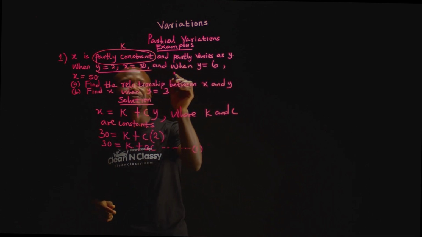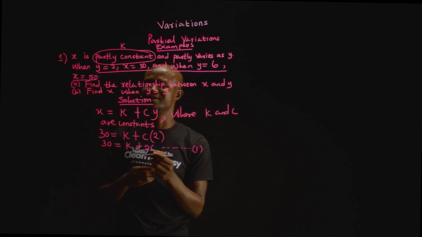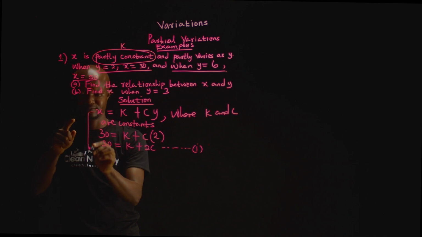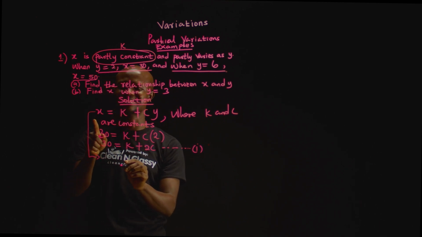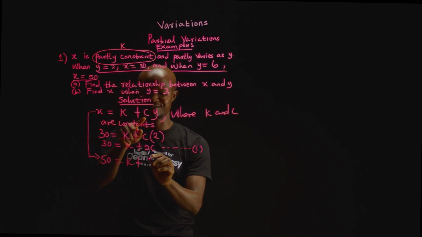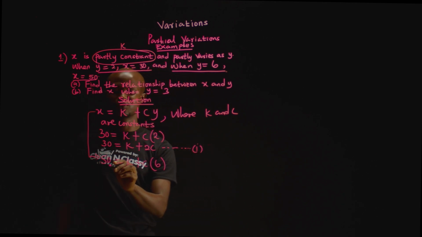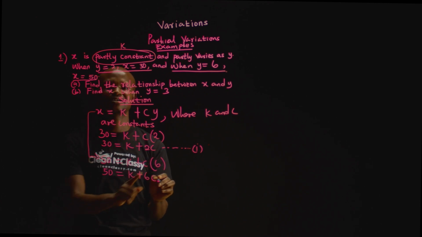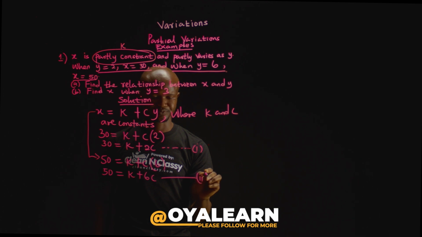Now for the second statement, when y equals 6, x is 50. So we go back to this again. x is at the left-hand side. We have 50 equals k plus c times y. What is y here? 6. So 50 is equal to k plus 6c. So we have equation 2.